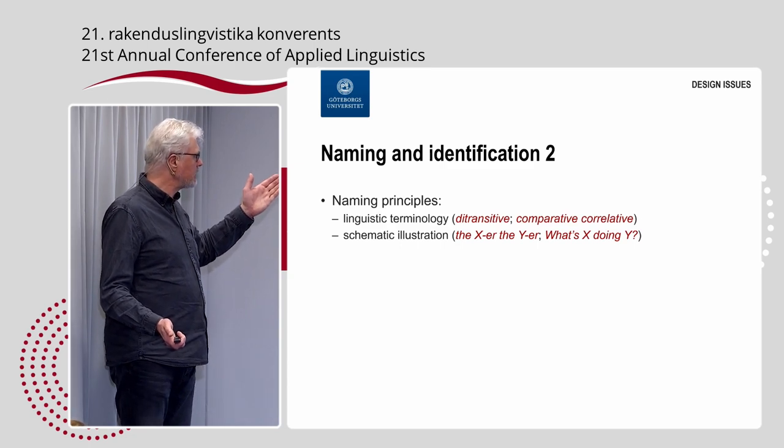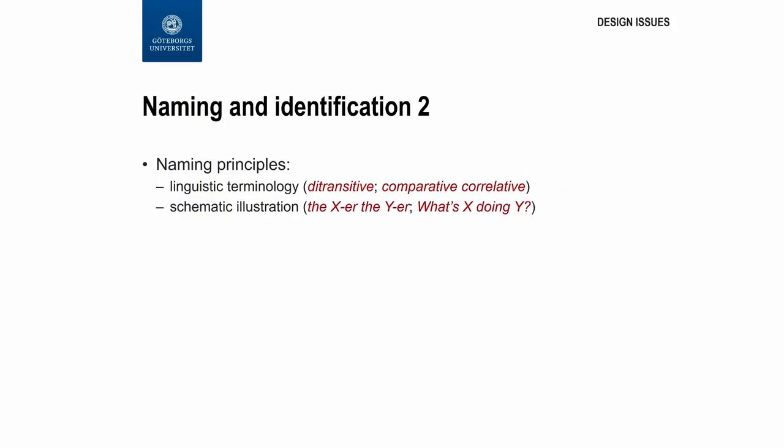Two naming principles you can use: if there is a familiar linguistic term, you can use that, ditransitive or comparative correlative. You can also use a schematic illustration like the X of the Y construction, or the "what's X doing Y?" construction. It's things like, what's this fly doing in my soup? And it's not an information question. That's why the response, it's doing the backstroke, is a joke and not an actual response. So it has the form of a question, but it's rather expressing, I think Chuck Fillmore called it incredulity. And it has some fixed element. It's always "what's", it's always "doing", but the X and the Y can differ.